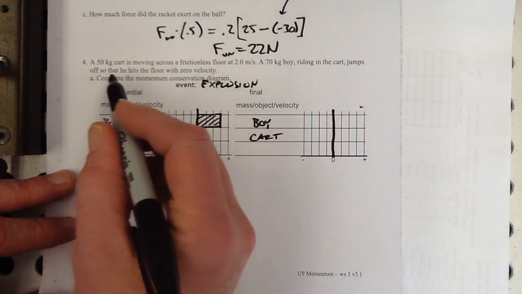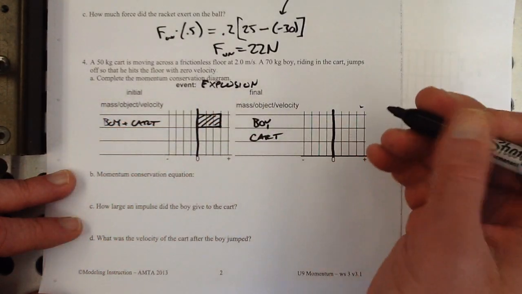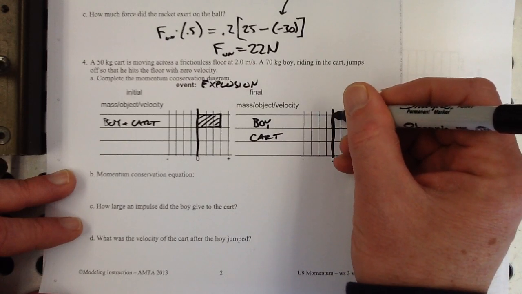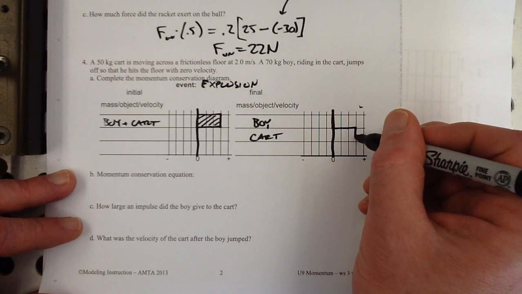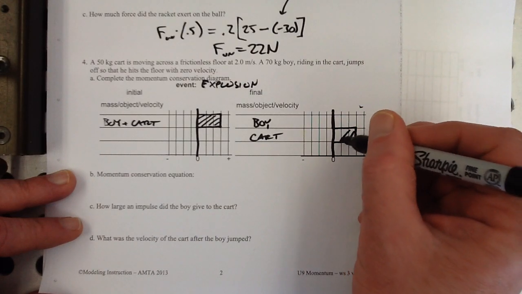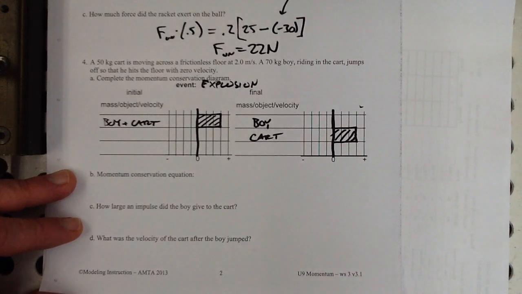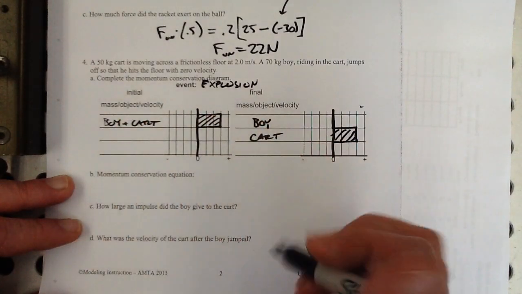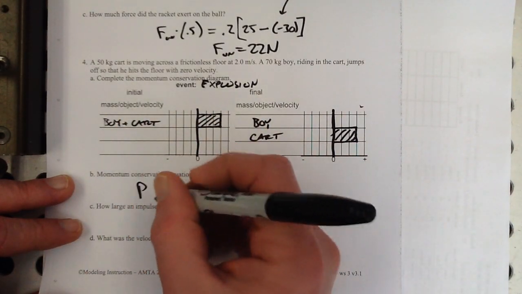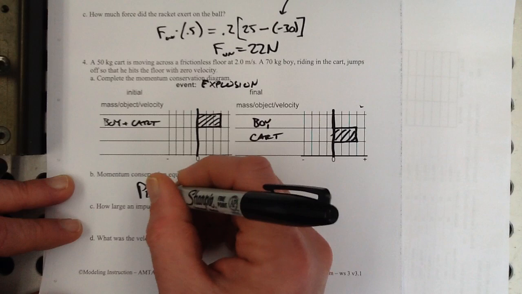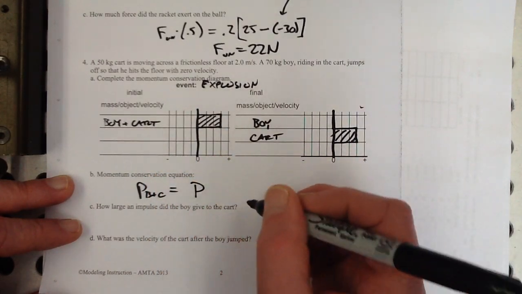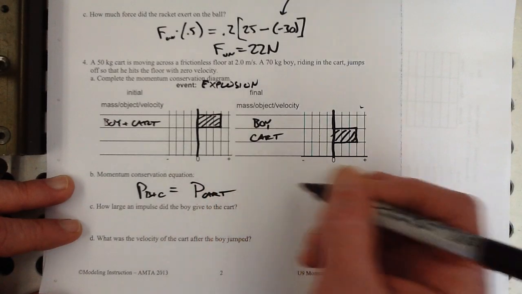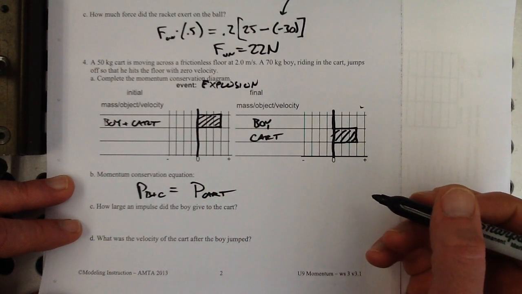So let's see, and afterwards, the boy hits the floor with 0 velocity. So there's 0 there, which means the cart has to have all 3 of those blocks. All right. Momentum conservation equation here. We got the momentum of the boy plus the cart on one side, and on the other side is equal to the momentum of just the cart. Right?